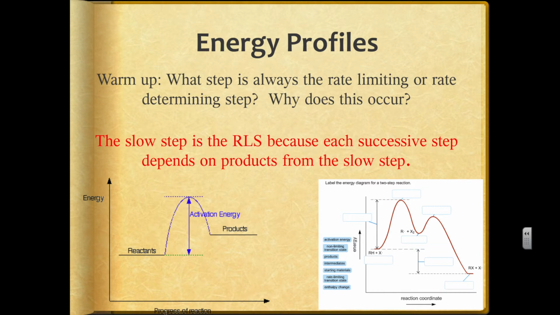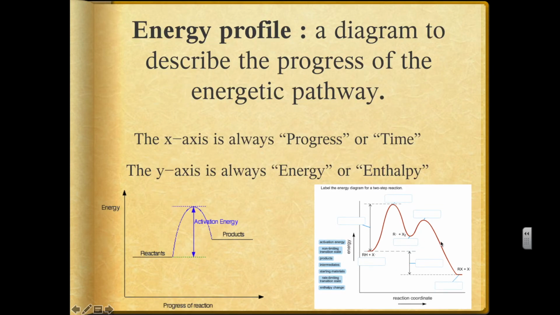All right. So now reaction profiles look like this. They are the profiles I've been showing you before. You probably haven't seen one that looks like this with the two humps right there. So it is a diagram to describe the progress of an energetic pathway. So the x-axis is always the reaction coordinate, progress, time, something like that. And the y-axis is always energy or enthalpy, something like that.